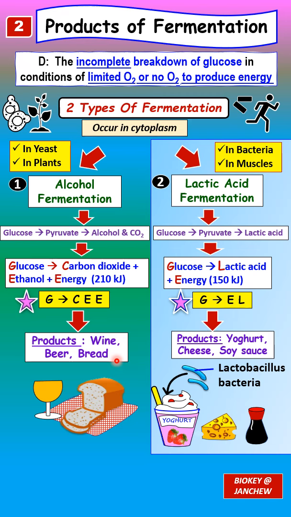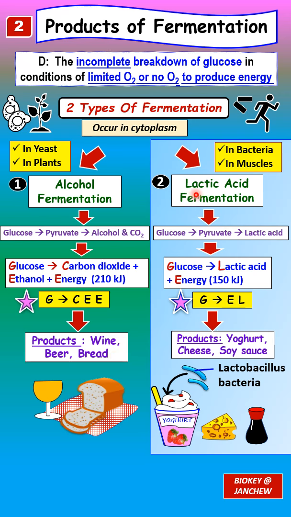In the production of bread, the yeast is mixed with the bread dough, and the yeast will release carbon dioxide through alcohol fermentation. Next, when the carbon dioxide is heated together with the bread dough, it will expand and cause the bread dough to rise to produce soft and fluffy bread.